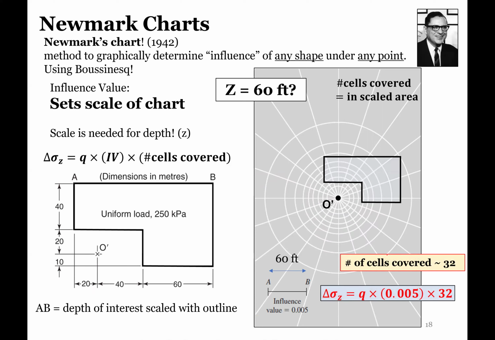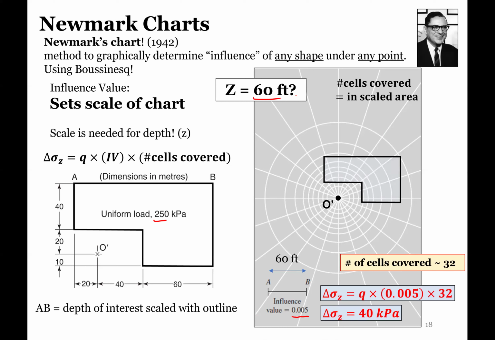meaning our increase in vertical stress is going to be the q, which is at the ground surface, times this influence value of 0.005. Remember, that is the thing that is set by whoever drew the chart, and then times 32. So in this case, if our q value was 250 kPa, so 250 kPa times 0.005 times 32, boom, that's 40 kilopascals. That's going to be the increase at a depth z of 60 feet. Very rough estimate, but it's a good quick estimate.